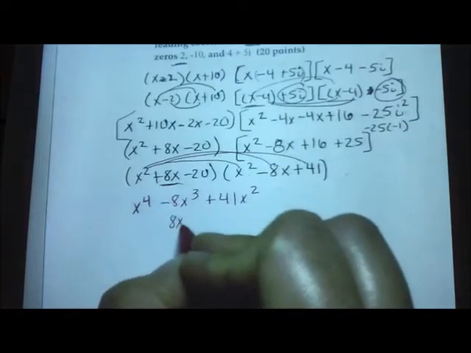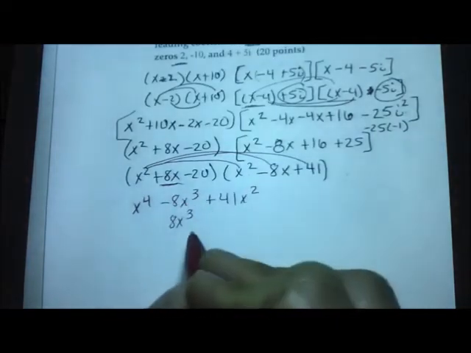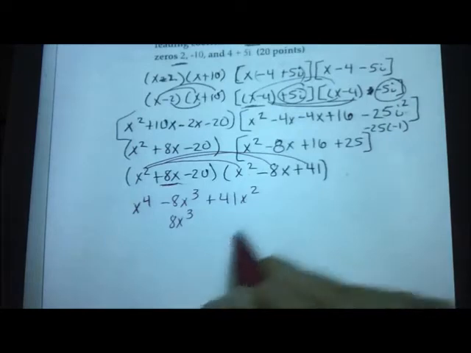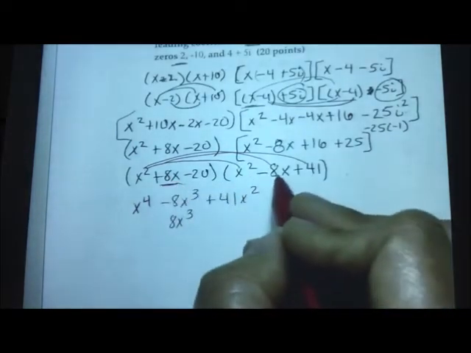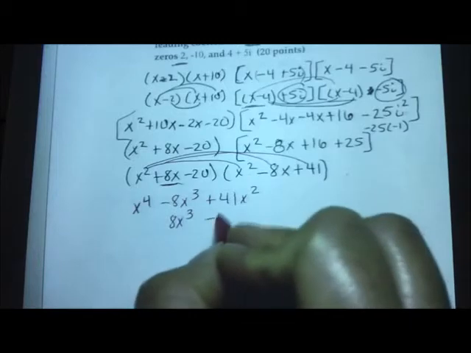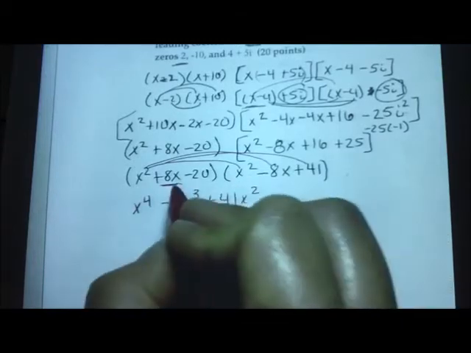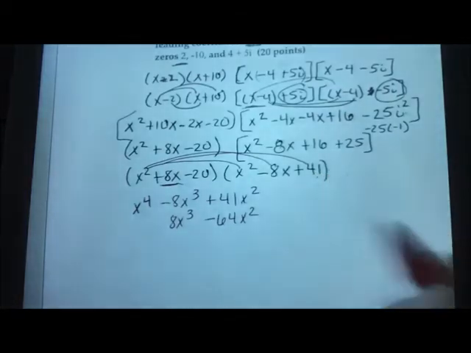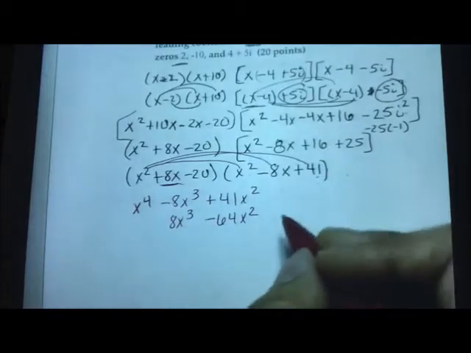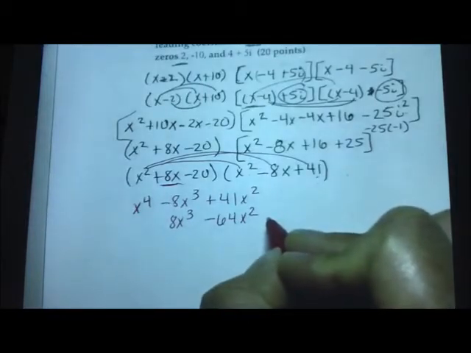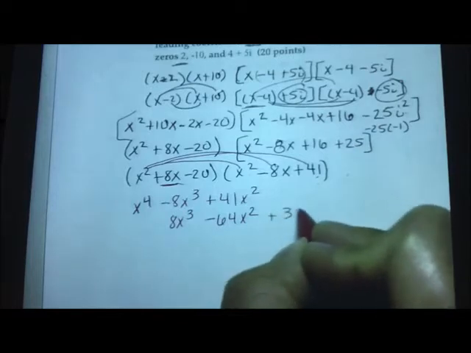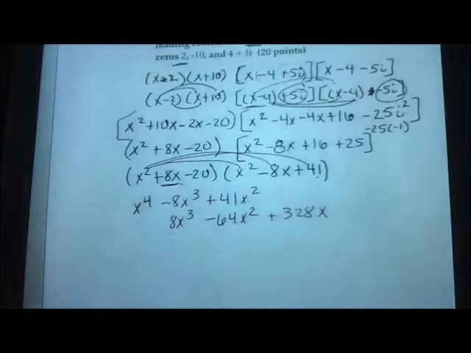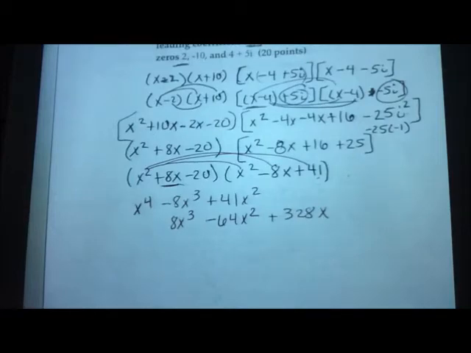So what is 8x times x squared? 8x cubed. So I am going to put it right underneath the cube because it's cubed. That's what I do. What is 8x times a negative 8x? Negative 64x squared. And then what is 8x times 41? Let's see. 8 times 41. 328. So positive or negative? Positive 328x. So if you have a calculator, make sure you use it the day of the test.